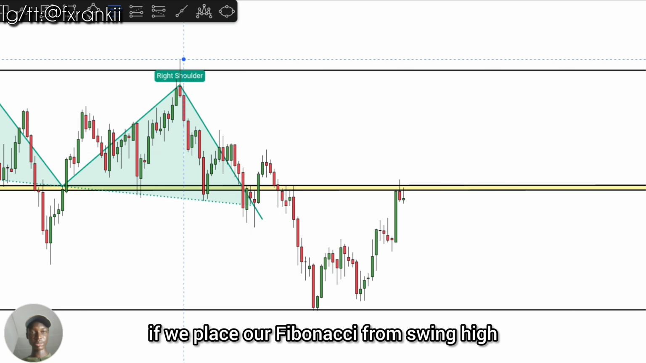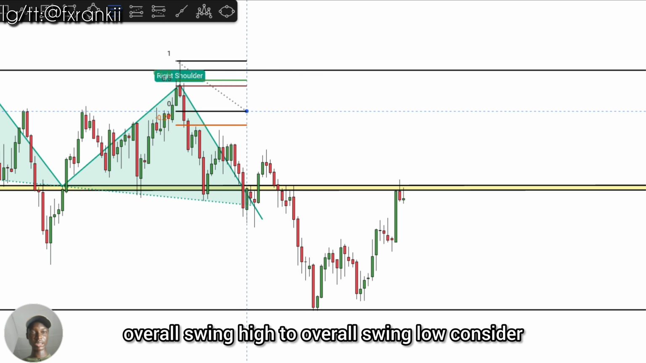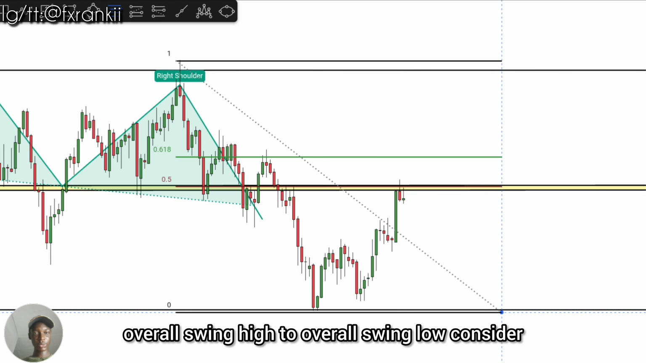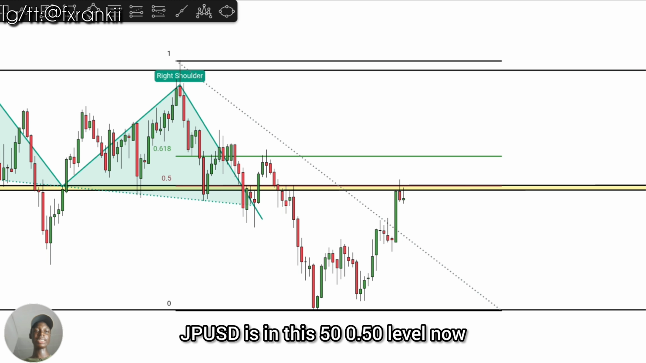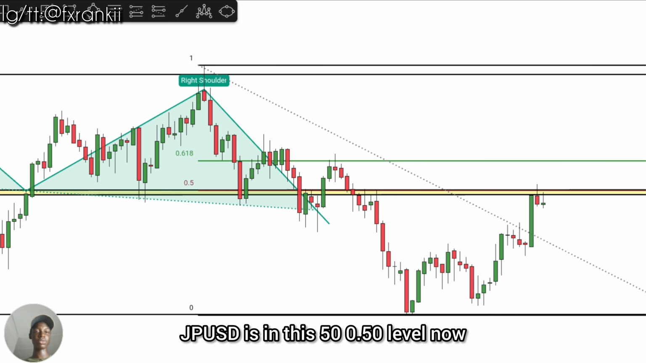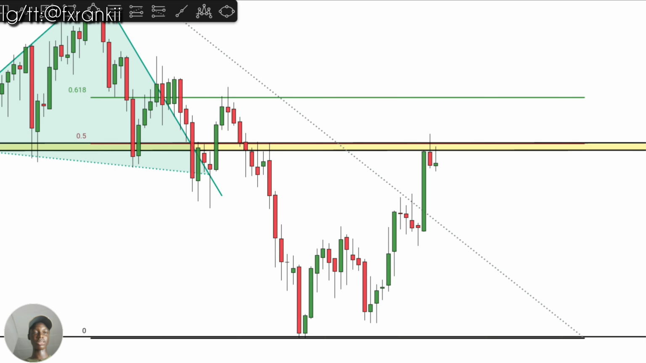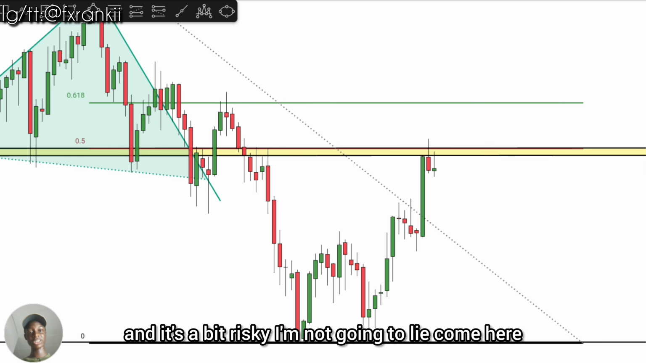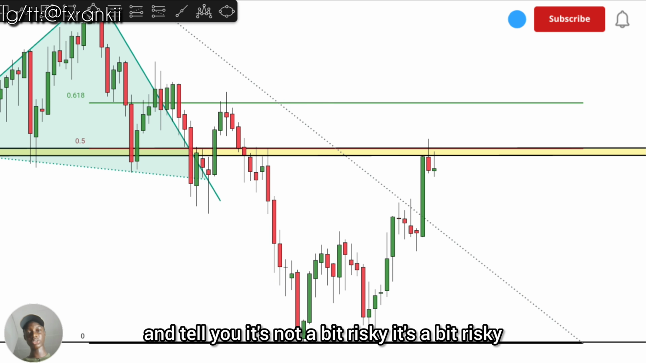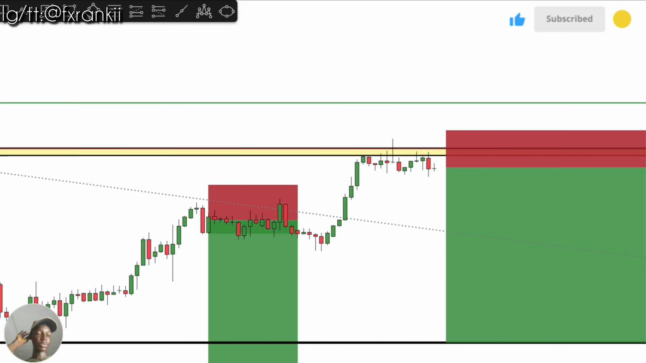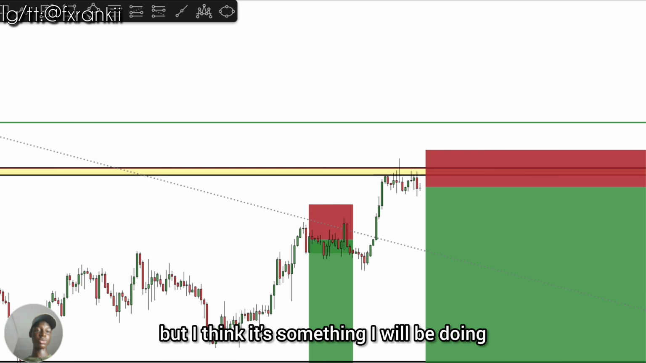If we place our Fibonacci from overall swing high to overall swing low, you can see that GBPUSD is at the 0.5 level now, and it's a bit risky. I'm not going to lie and tell you it's not a bit risky. It's a bit risky, but I think it's something I will be doing.